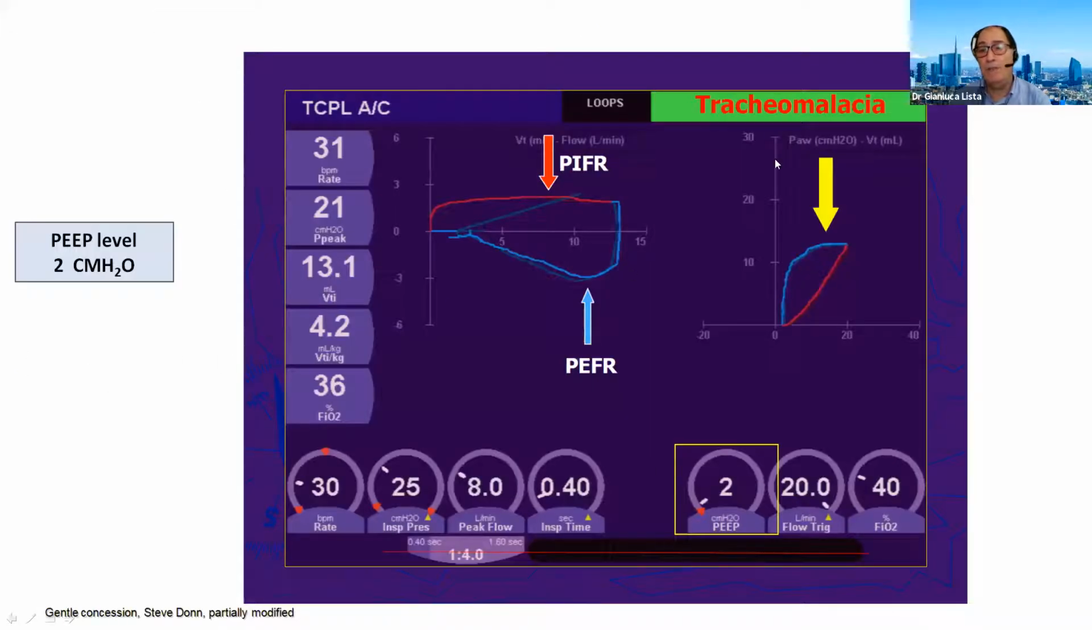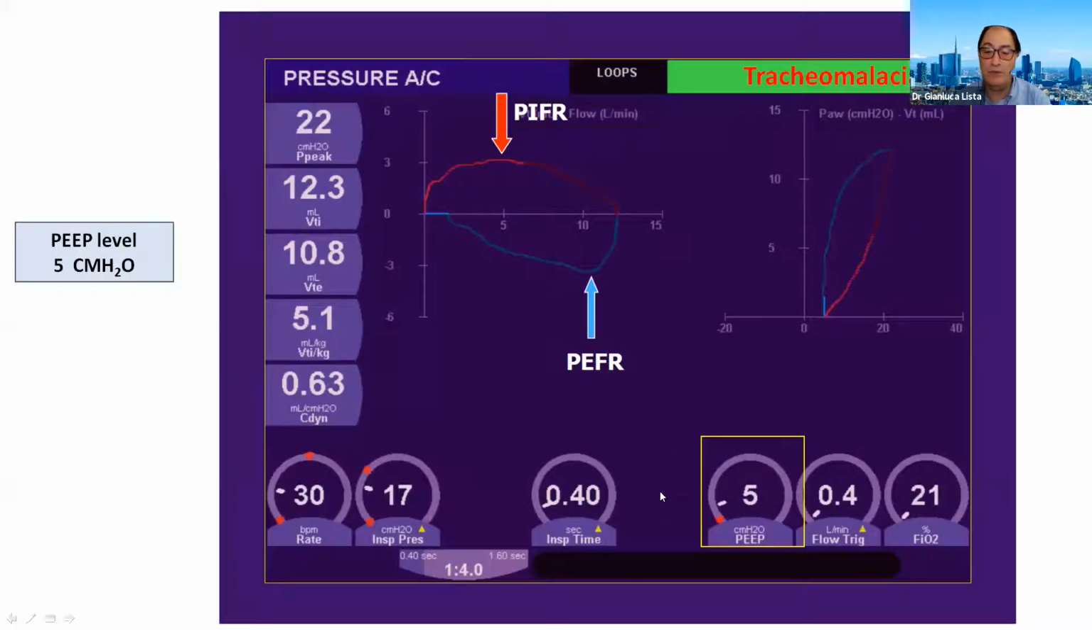This is a baby with tracheomalacia managed with too low a PEEP, 2 centimeters of water. Increasing the level of PEEP from 2 to 5, you can see there is an improvement of the pressure volume curve and the flow volume curve.